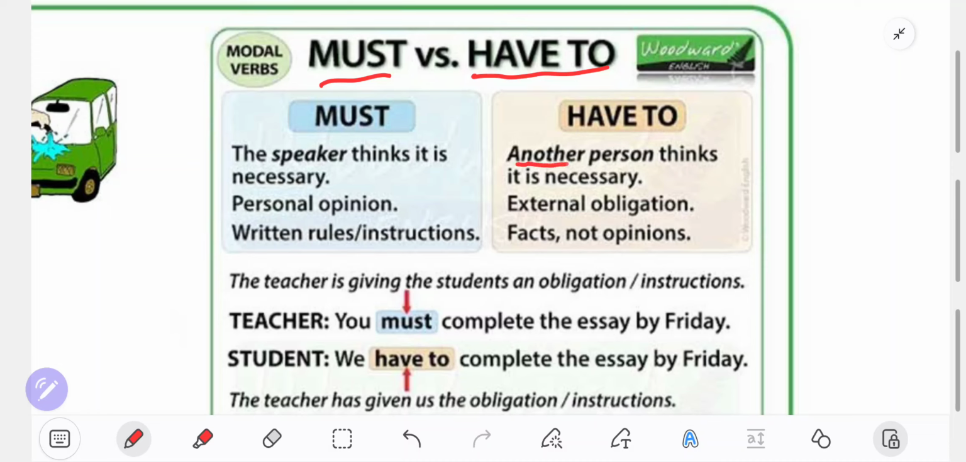Must, it is from the speaker, from you. But for have to, it is from another person, maybe from your parents, your teacher. Personal opinion, must, and have to, external obligation. Must, written rules or instructions. But for have to, it is facts, not opinions.